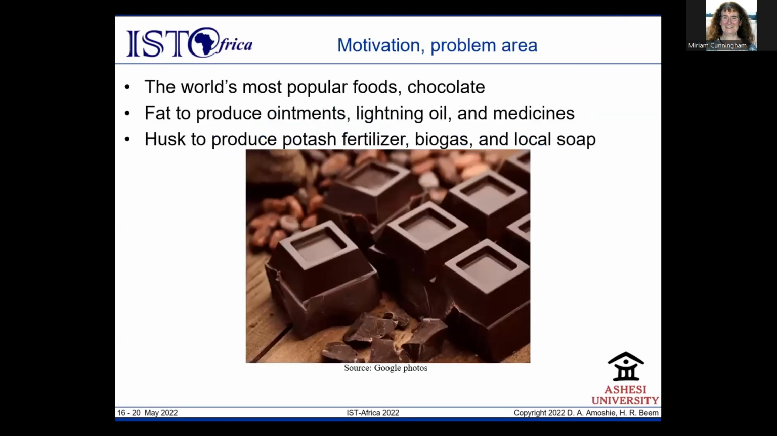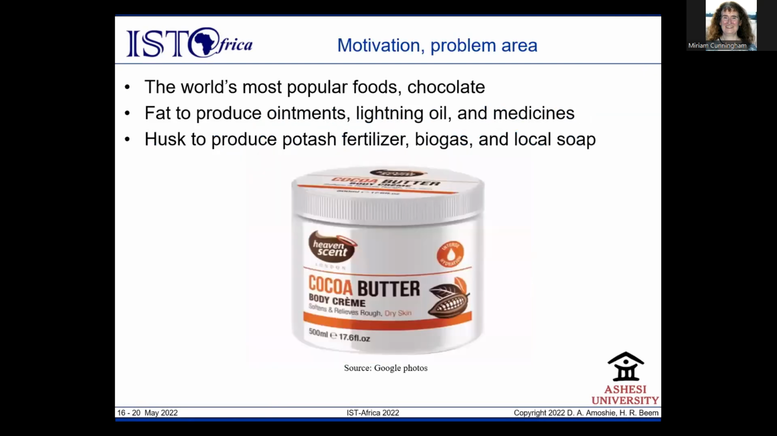The global demand for cocoa has been on the rise, calling for faster cocoa production and processing techniques. Chocolate, a product made from cocoa, is one of the world's most popular foods.